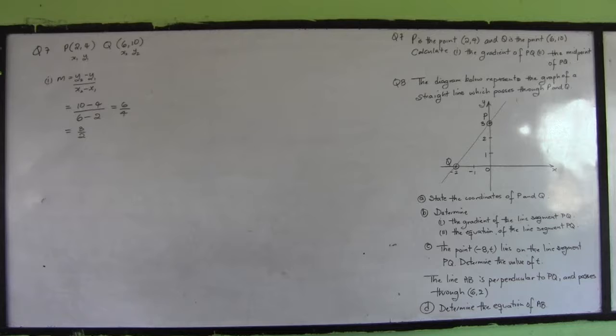Now, we're asked to calculate the coordinates, and yes, you must reduce it to its lowest terms, as low as it can go. We're also asked to calculate the midpoint of PQ.